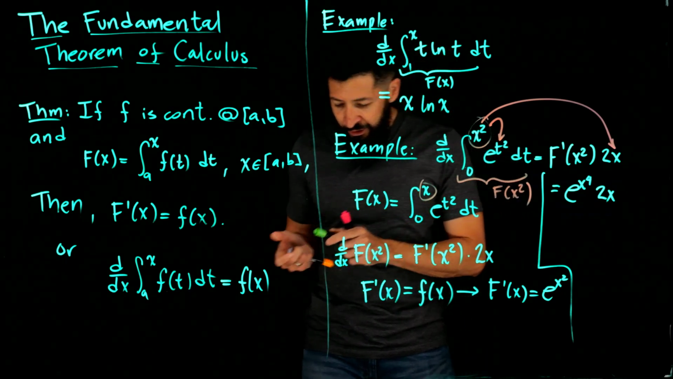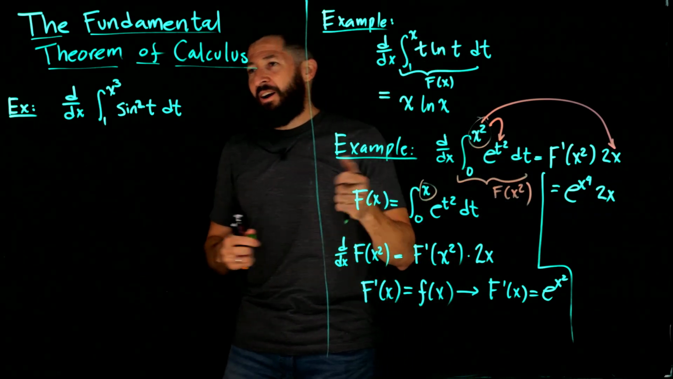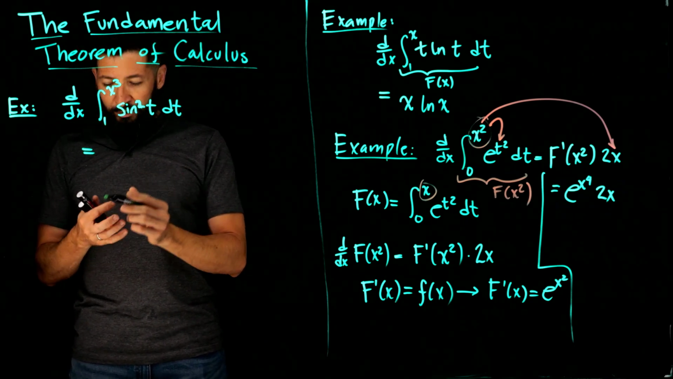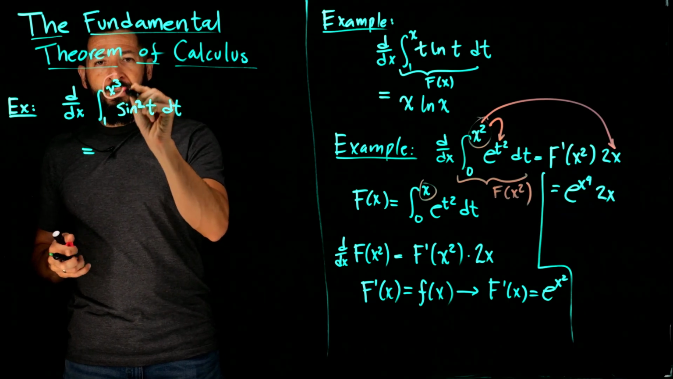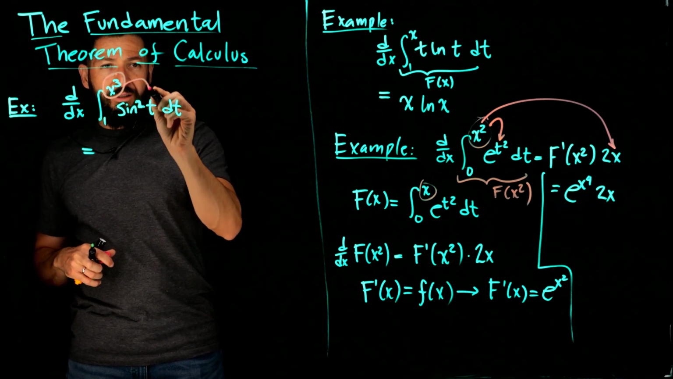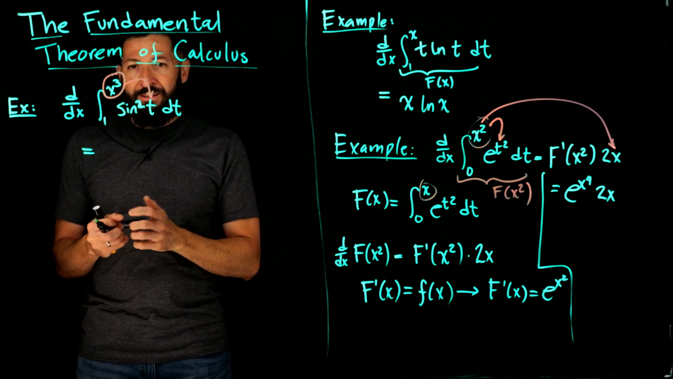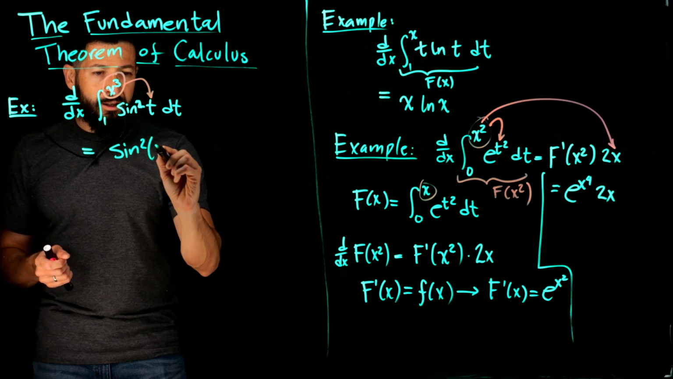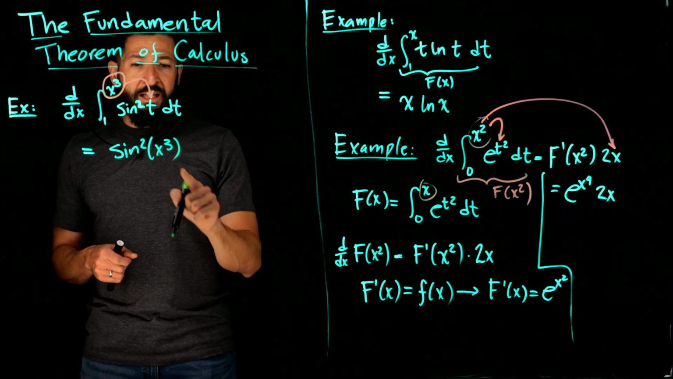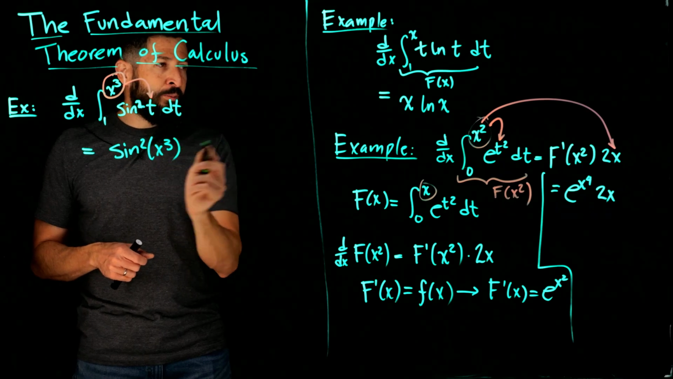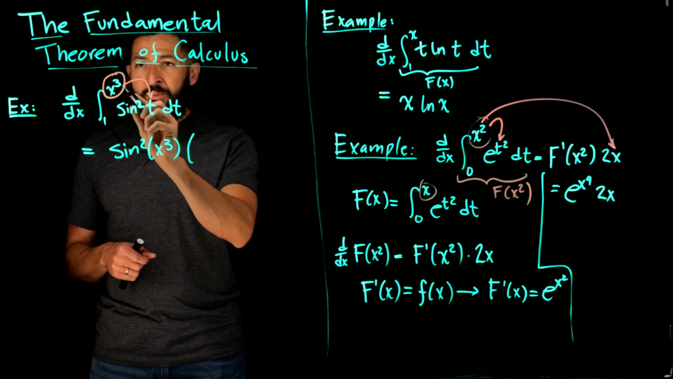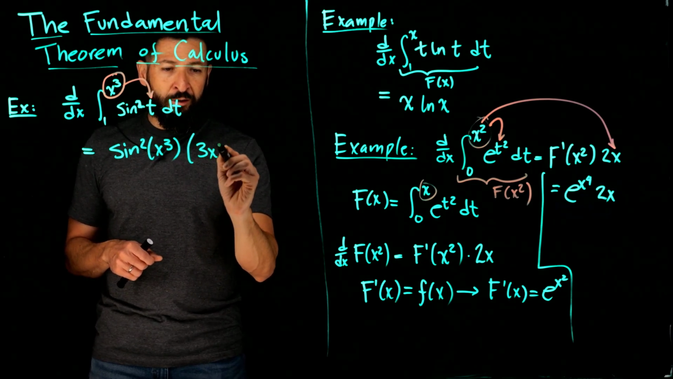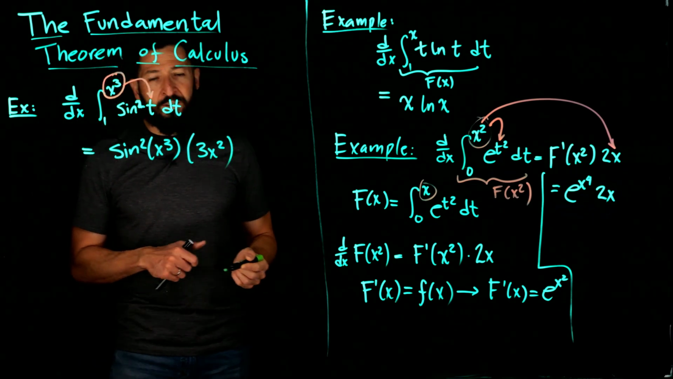Let me do one more of those just to clarify. All right, so now the last example. So what I said was, you grab your function of x that is on the endpoint, plug it into your t. So you get sine squared of x cubed. But then you're not plugging x, you're plugging x cubed, so your chain rule tells you have to multiply times the derivative of that endpoint. So 3x squared, you multiply times that, and that's your derivative.